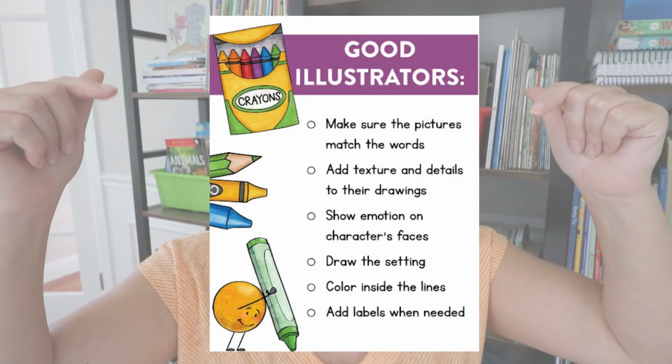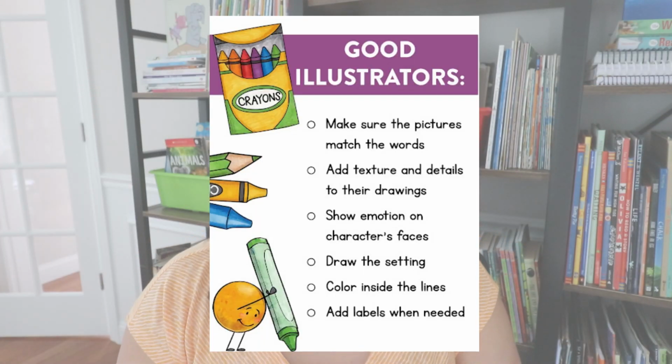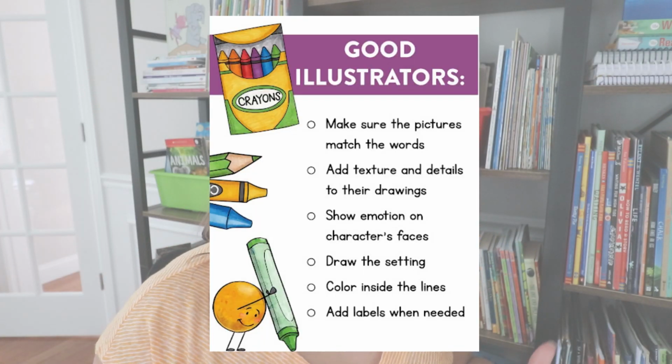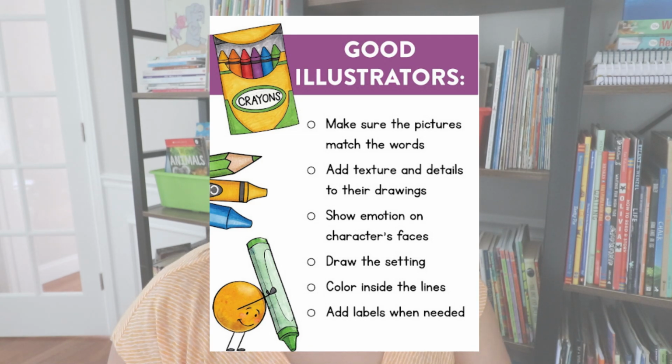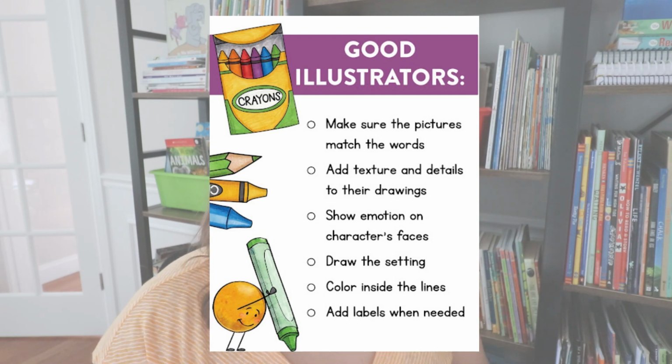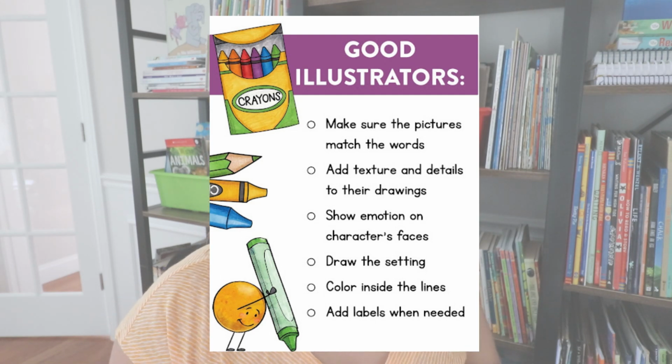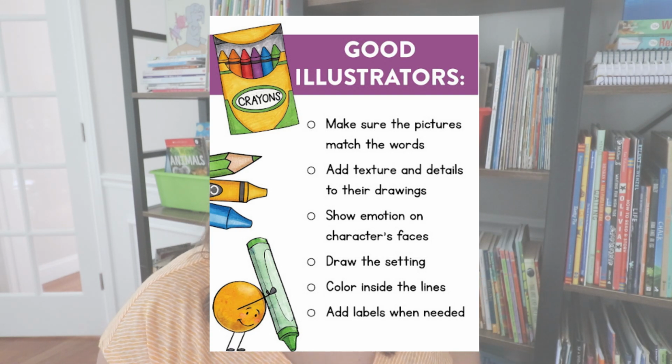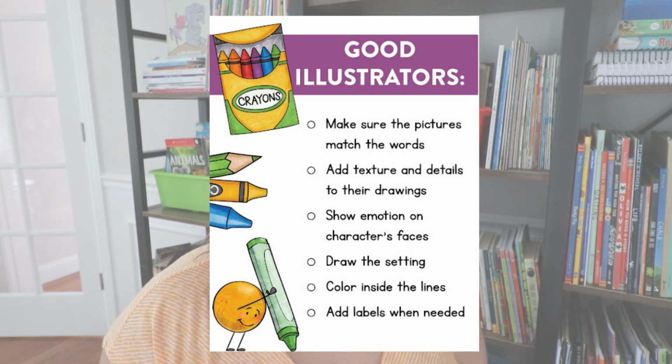With lesson number 8, I like to talk about what good illustrations generally look like, and I use an anchor chart like this one, and this is a lesson I really teach only probably once or twice at the beginning of the year, and this is just to emphasize that the picture should match the words, which we've already done because we started with our picture, that we can add texture and details to our drawings, our characters should have some emotion on the face, that we color inside the lines, and that we add labels when needed.